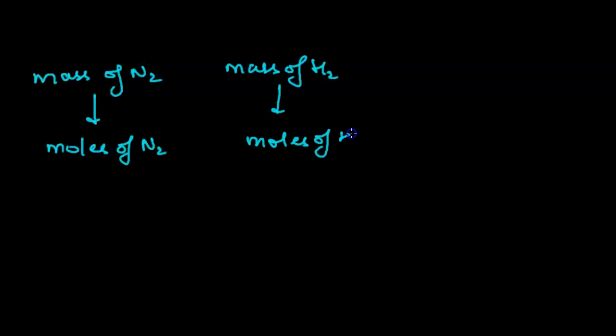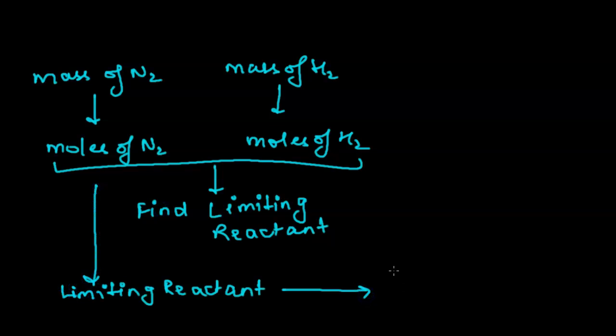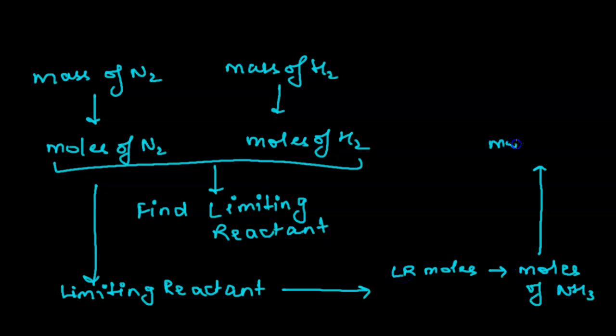What we did was we converted the mass of nitrogen to moles of nitrogen and the mass of hydrogen to moles of hydrogen. We used both nitrogen moles and hydrogen moles to find out the limiting reagent, and we figured out that nitrogen is the limiting reagent. We used the limiting reagent moles to find the moles of ammonia. So once we got the moles of ammonia, we converted it back to the mass of ammonia. So this is all what we did in this particular problem.